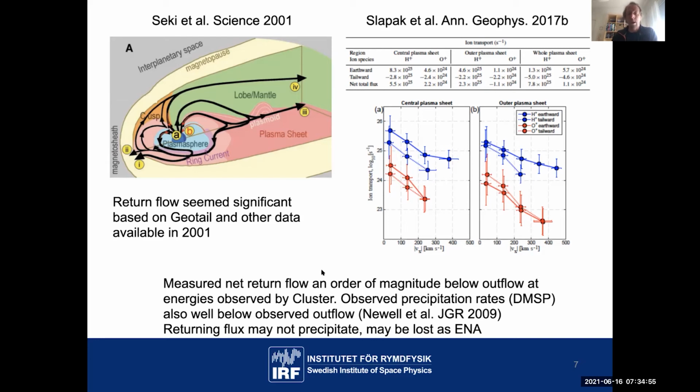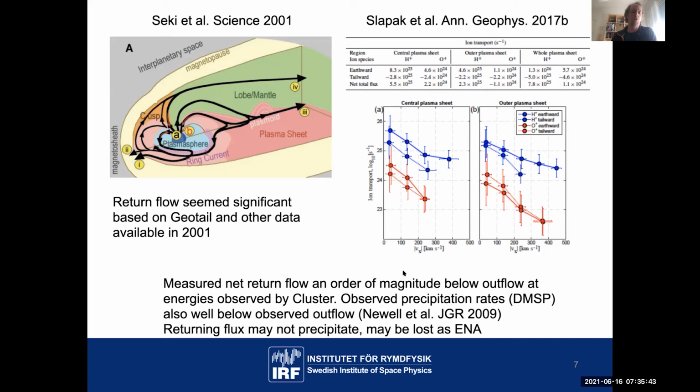First, with the Cluster data, we don't see enough return flow to really diminish the escape significantly. That's one thing. Another thing is if we look at the precipitation rates seen by, for example, the DMSP satellite, in Newell's series of papers, which I think are the most known, those fluxes are far below the outflow. One aspect of this is that if you heat the ions enough, even if they're bound by gravity, they can still be heated enough that they will mirror in the magnetic field and not go down. So they just keep bouncing around, and then they are probably eventually lost through charge exchange, but they can also be lost through pitch angle scattering and finally precipitate.